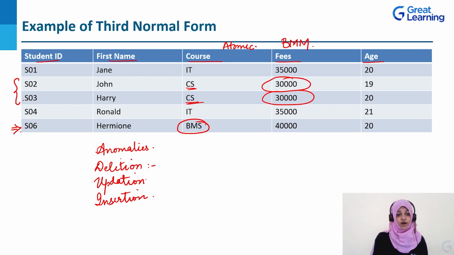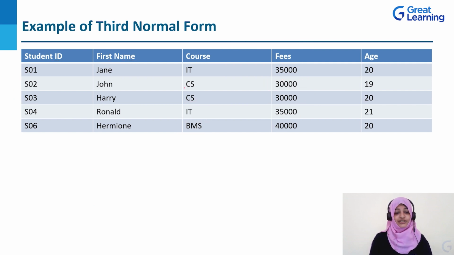Thus, we've seen the 3 anomalies that we have, namely the deletion anomaly, the updation anomaly, and the insertion anomaly. Next, let us look at what the transitivity dependency here is.